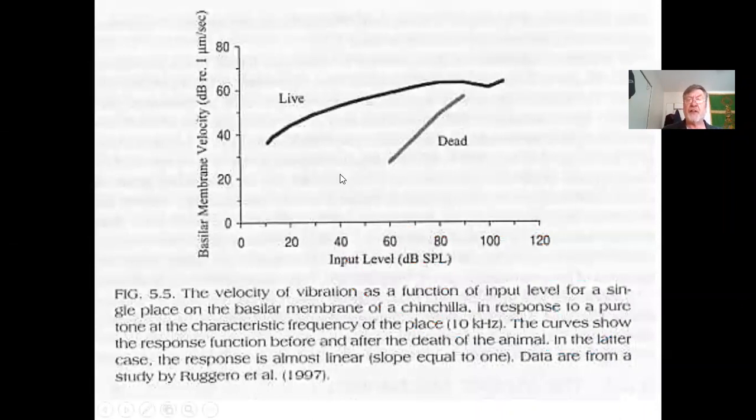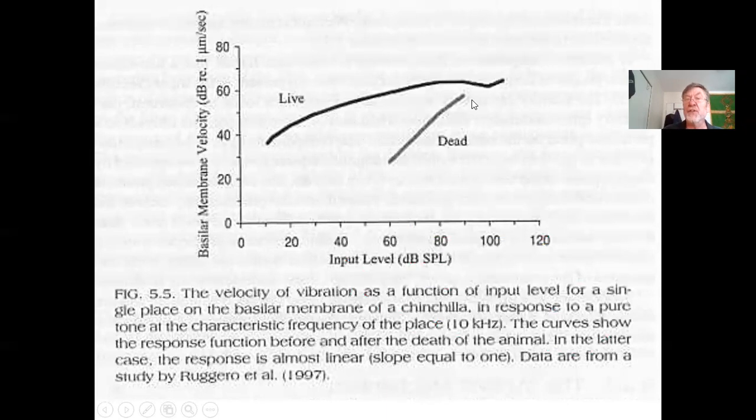So this is basically what outer hair cells are doing. For input sound levels, soft inputs, the outer hair cells are amplifying, amplifying, amplifying. A dead cochlea, or a cochlea without outer hair cells, can't hear until, say, 60.